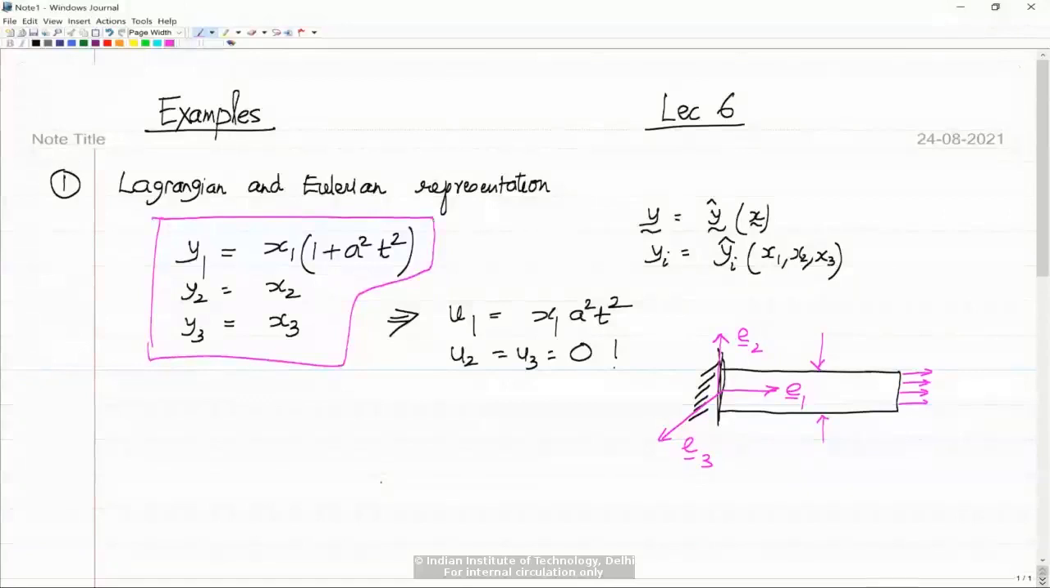Okay, somebody says U1 is not right. Why do you say that? U1 is simply Y1 minus X1, right? And that should be right. Krishan?